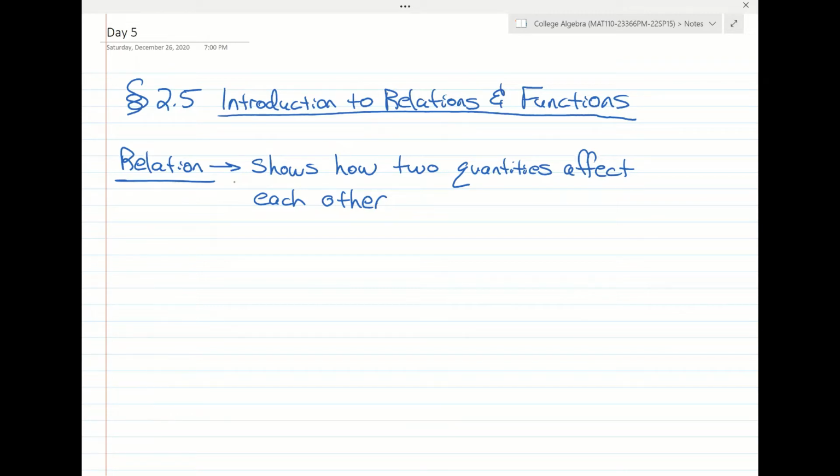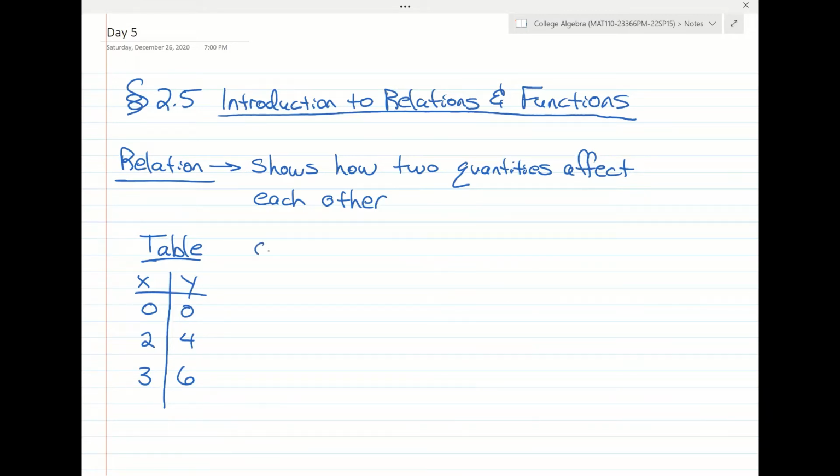So anyway, that's what a relation is. We could show a relation in a few different ways. One way to do it is in a table form, where we could have an x and a y value. If x is 0, y is 0. If x is 2, y is 4. If x is 3, y is 6. That's one way we could show a relation.